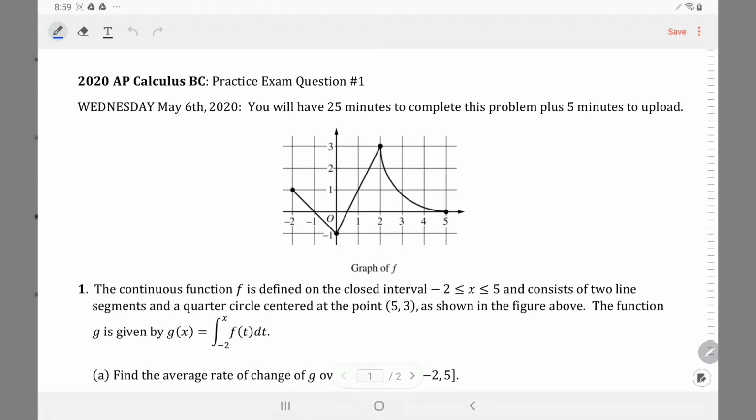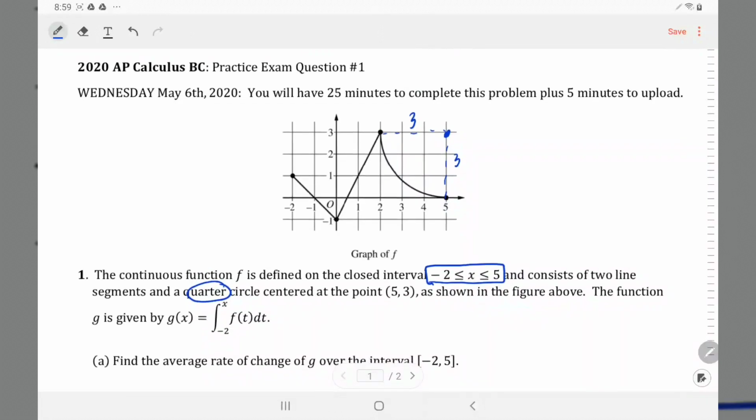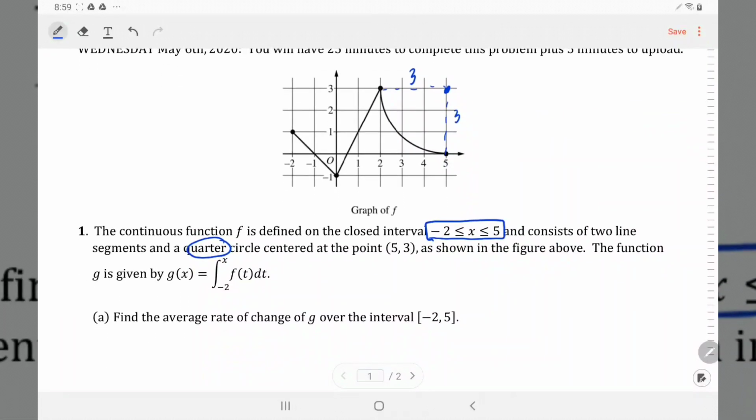It says the continuous function f is defined on the closed interval -2 to 5, and consists of 2 line segments and a quarter circle. Okay, so this one is a circle. Looks like radius 3, quarter circle. I can see that. Half circle right here, if I need it. Centered at (0, 3), as shown in the figure above. The function is given by this. Okay, cool. So if I want to take the derivative, I'm going to use Leibniz.